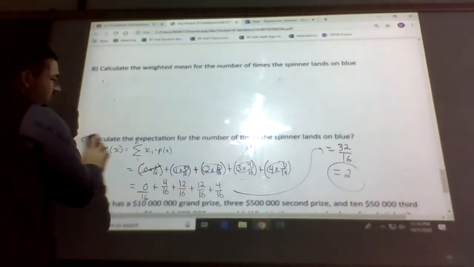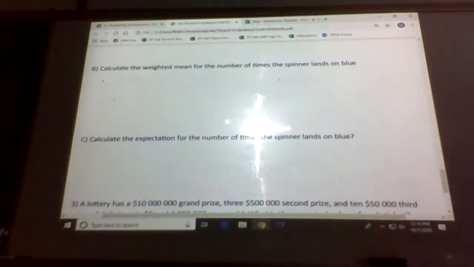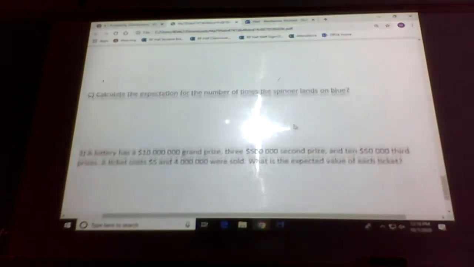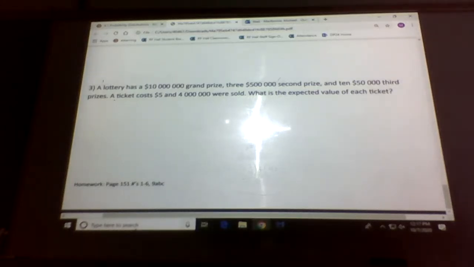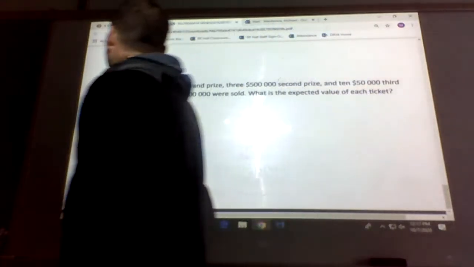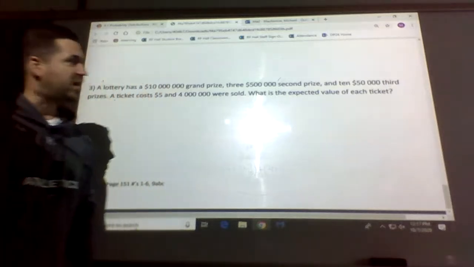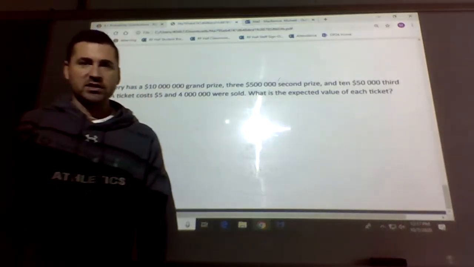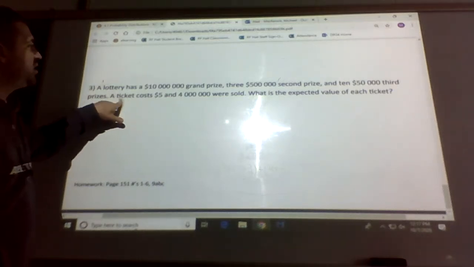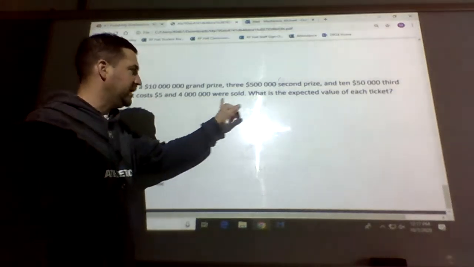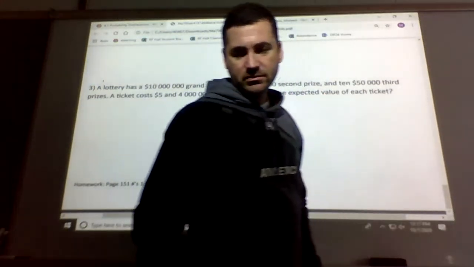All right, last question. A lottery has a $10 million grand prize, 3 $500,000 second place prizes, and 10 $50,000 third prizes. A ticket costs $5 and 4 million were sold. What is the expected value of each ticket?